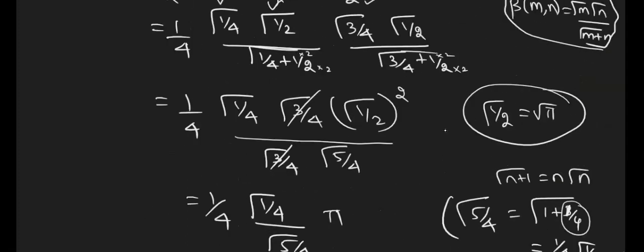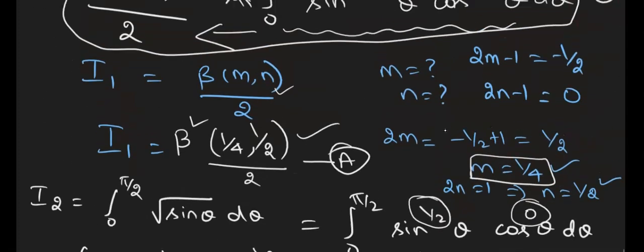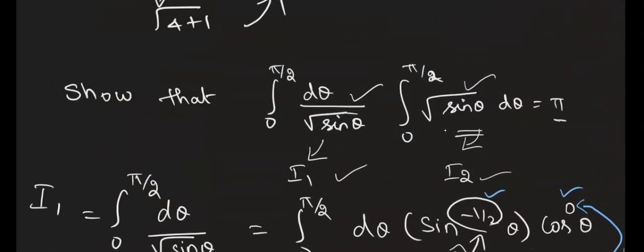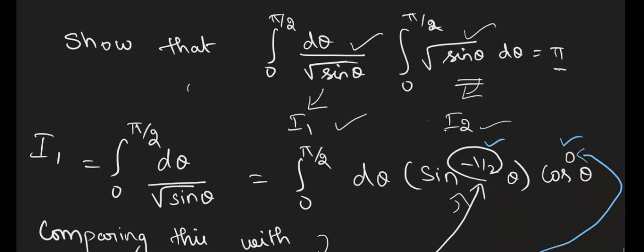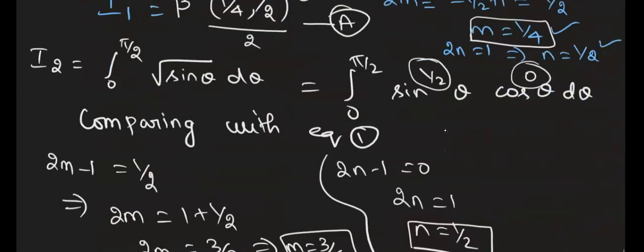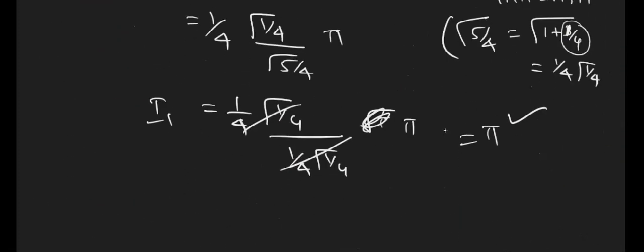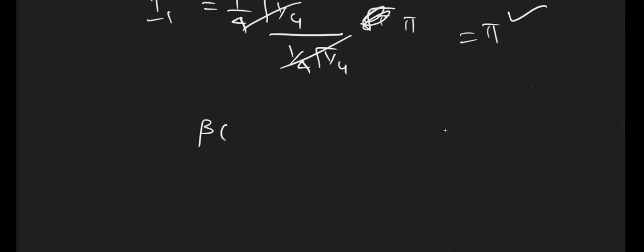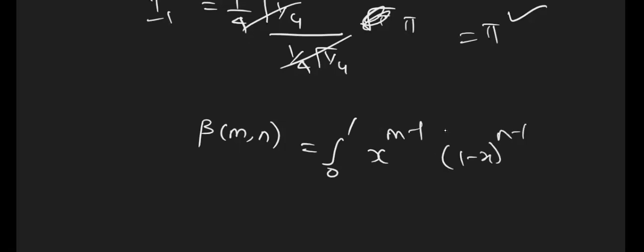So just use the required formula format. If the whole question is in terms of integral 0 to 1, something like that, then instead of using this formula format, beta of m comma n, we'll be using the other formula, right? What is that? Beta of m comma n is equal to integral 0 to 1 x power m minus 1, 1 minus x power n minus 1 dx. So whichever formula is required, accordingly you're going to apply.